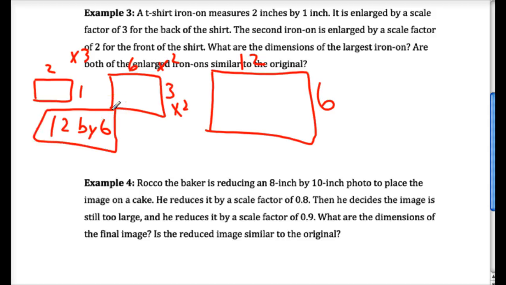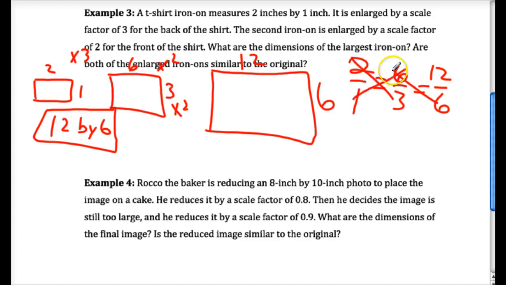And are they proportional or are they similar? Yes. Does 2 over 1 equal 6 over 3? Yes. Does it equal 12 over 6? Yes. Because they all equal what? 2 over 1 if you reduce them. So that's another way to do it, you can reduce them down. But notice the whole diagonal thing works. 6, 6, 36, 36, 12, 12.